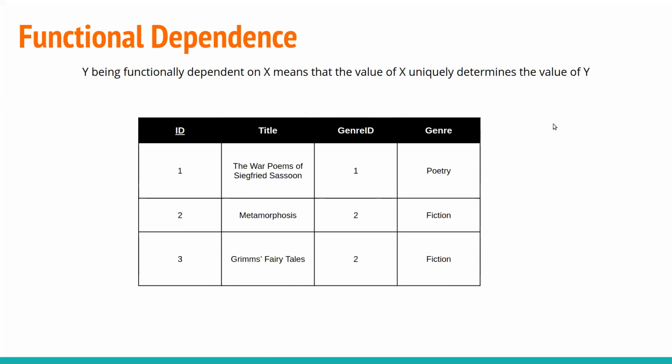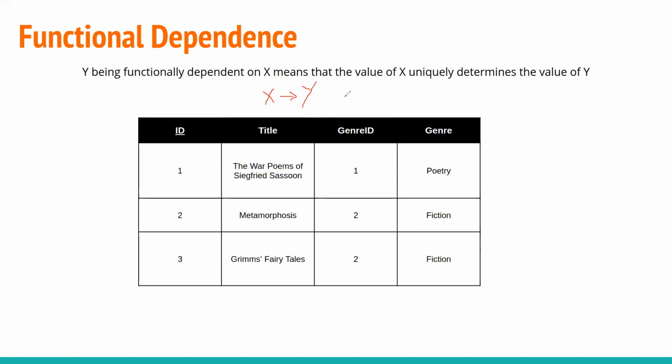So functional dependence, they don't give a clear definition in your book. This definition does work: Y being functionally dependent on X means that the value of X uniquely determines the value of Y. Essentially, if you want to think about it in a picture, functional dependence means that X implies Y. It's only one way. It has a direction, so Y doesn't have to imply X, but X has to imply Y.